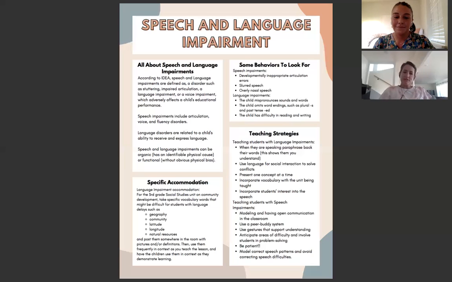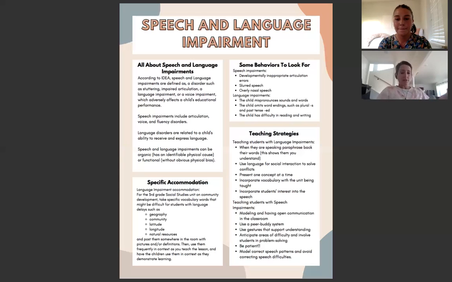Okay, for the specific accommodation that we decided to share, we focused on a language impairment because those are more serious for the child's learning ability than a speech impairment. And we wanted to focus on third grade because we are early childhood educators, but we realize that not everybody in the class is. So we felt like that would be more generalizable to everybody in the class.